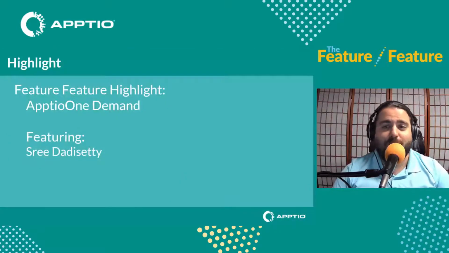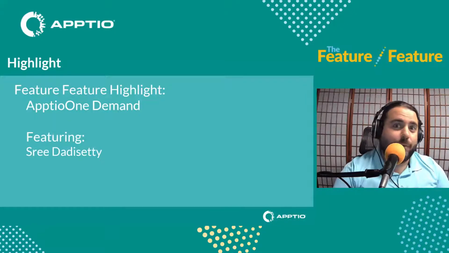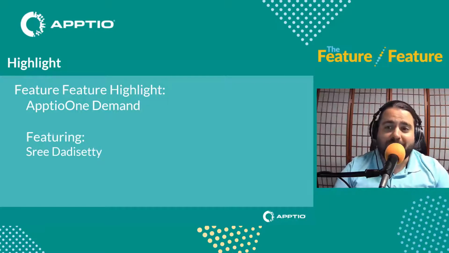And now we're going to move on to our highlight. Our feature highlight is going to be Apptio Demand, as I mentioned earlier. We have the product manager, Sri Datiseti, on the line with us, and she is going to talk to us about Apptio Demand, basically how it's helping out our customers and what's coming with that solution here. So let's pop on over to that conversation now.